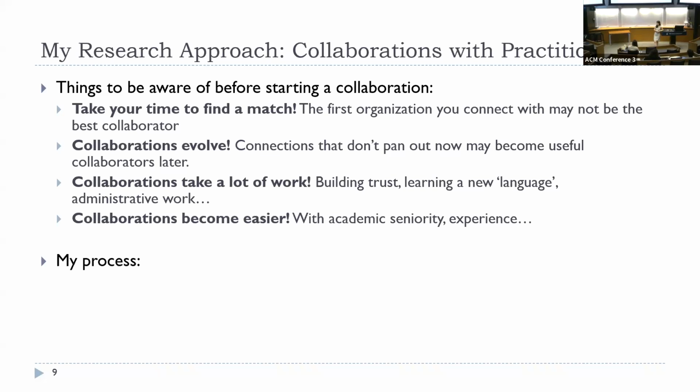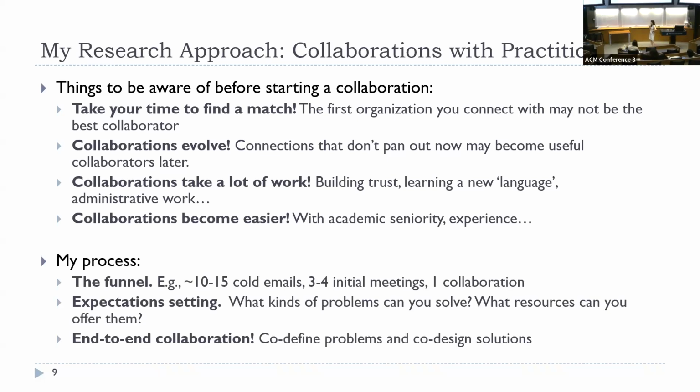Just to give you a sense of my process, typically I like to do a bit of a funnel. If I have a particular research project or area that I'm trying to get into, maybe send out 10 to 15 cold emails, hopefully score 3 to 4 initial meetings. And of all that, I'll be very lucky and feel very successful if I get one tentative collaboration out of that, right? So there's a lot of contact that goes into starting a successful collaboration from scratch. And in those 3 to 4 initial meetings, really setting expectations.